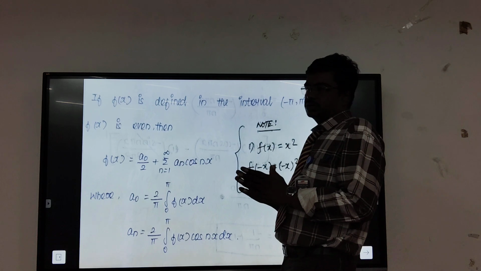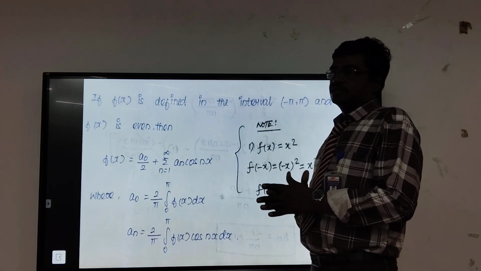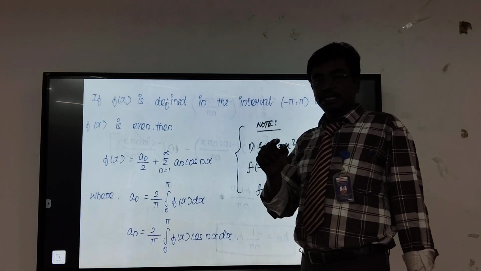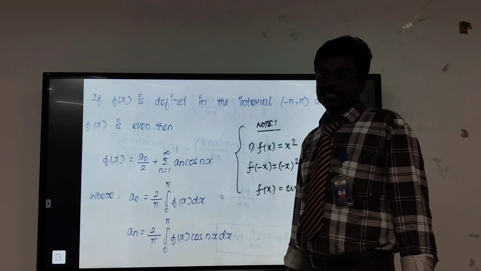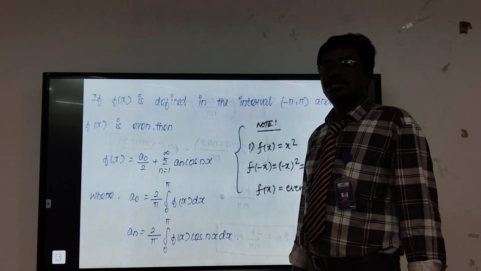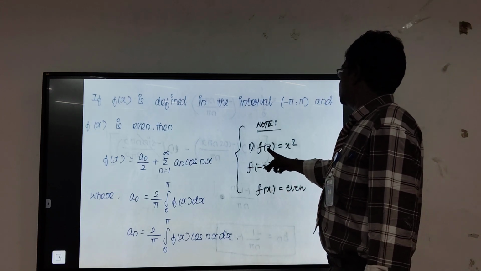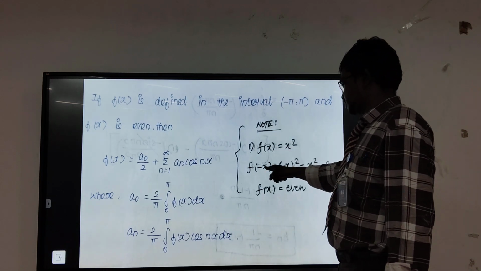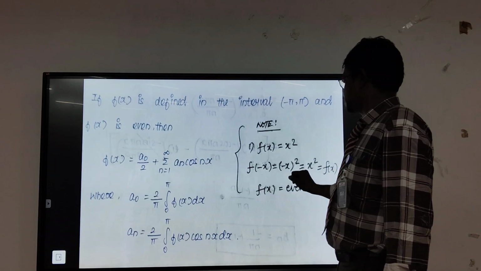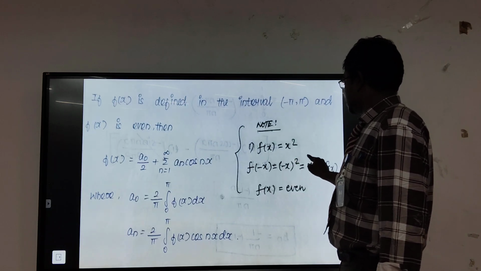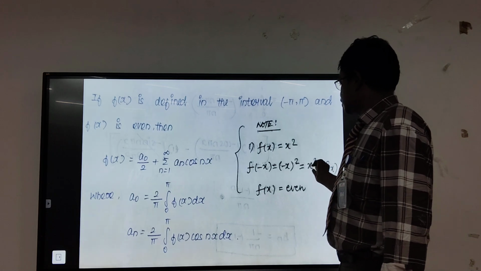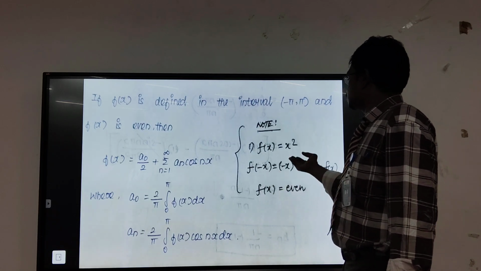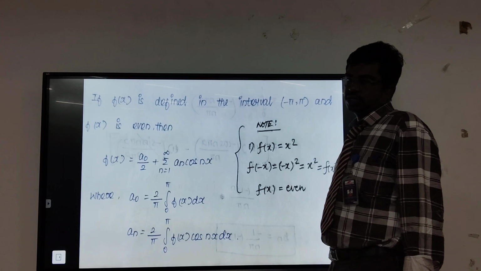So first, what do you know about the even function? A function f of x is said to be even if f of minus x equals f of x. Then we can say that f of x is an even function. For example, I will take f of x equal to x square. Replacing x by minus x, minus x whole square is x square. This x square is nothing but f of x. Therefore f of minus x equals f of x, so the function f of x is even. So f of x equal to x square is an example of an even function.